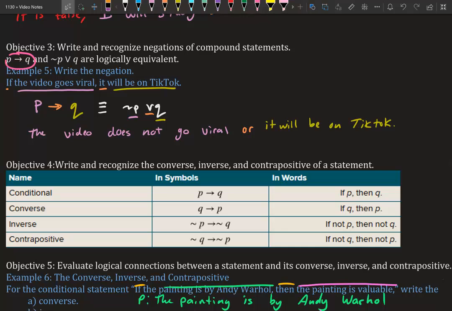Let's write and recognize the converse, inverse, contrapositive of a statement. So a conditional statement we already know is P then Q. A converse is actually just flip it. That's Q then P. Inverse is literally the opposite, so negation P if then negation Q. And the contrapositive, it's like if you mix converse and inverse together, you flip the letters and you negate it.